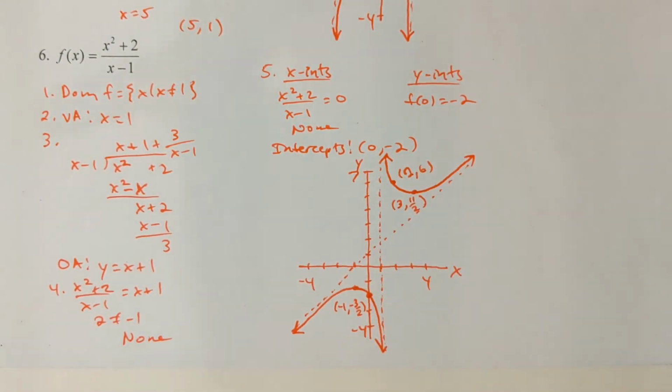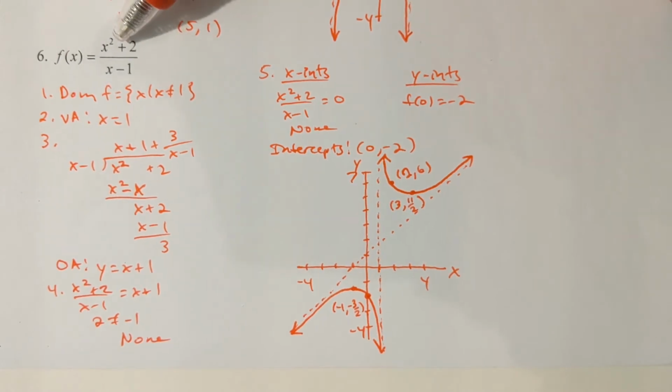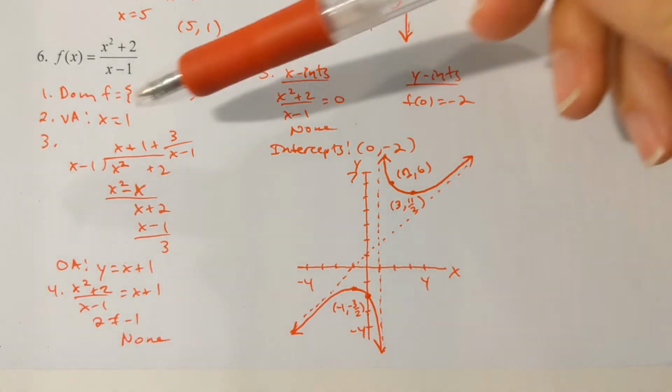Now here I've got a degree 2 polynomial divided by a degree 1 polynomial. Whenever the degree of the top is 1 more than the degree of the bottom, as is the case here, you're going to have an oblique asymptote. An oblique asymptote is a slanted asymptote. We'll be able to get the equation of that through division.